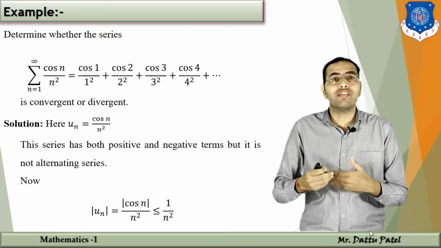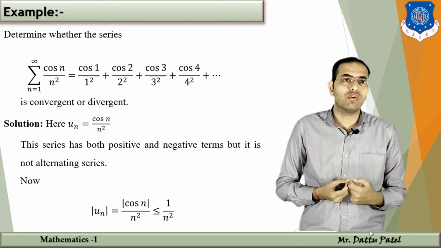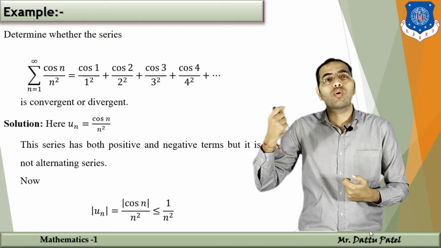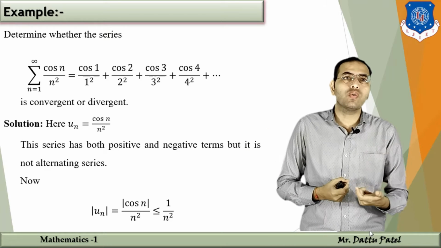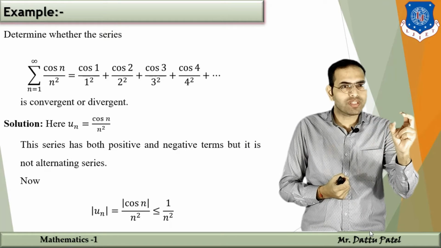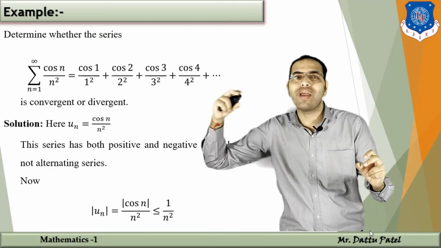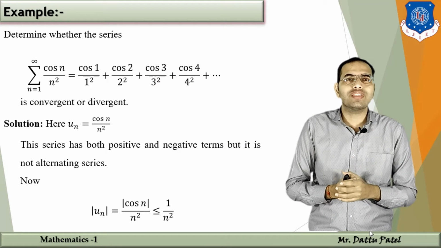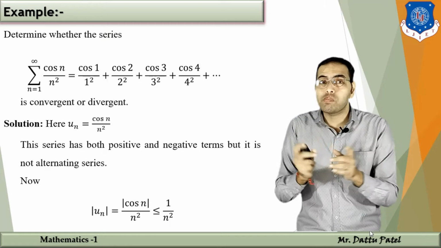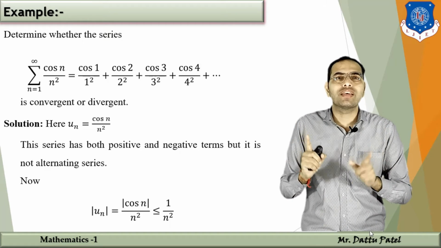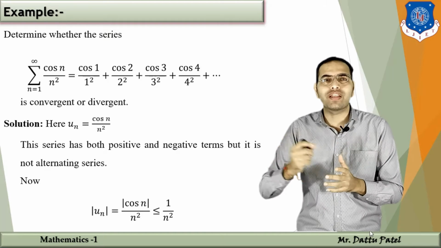But whenever we substitute n equal to 1, 2, 3, 4: cos 1 is positive, cos 2 negative, cos 3 negative, cos 4 negative, again cos 5 positive. So the first term is positive, then 3 terms negative, again 3 terms positive, 3 terms negative and so on. This means the given series has both positive and negative terms, but it is not an alternating series. That means we cannot go for the Leibniz test.